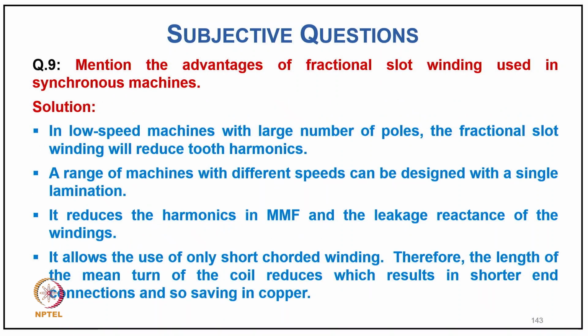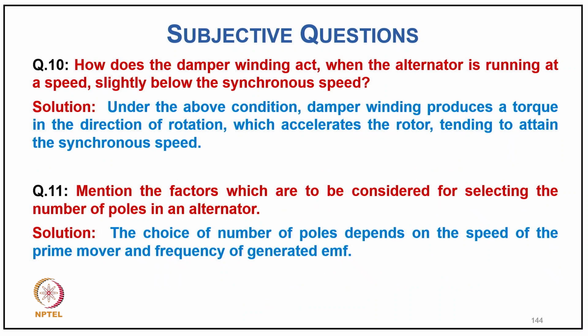Mention the advantage of fractional slot winding used in the synchronous machine. In low speed machines with large number of poles, the fractional slot winding reduces the tooth harmonics. A range of machines with different ratings can be designed with the single punching. It reduces the harmonics in MMF and leakage reactance of the winding. It allows use of only short pitch winding. Therefore, the length of mean turn is reduced, which results in shorter end connection and saves copper in the winding. How does the damper winding act?